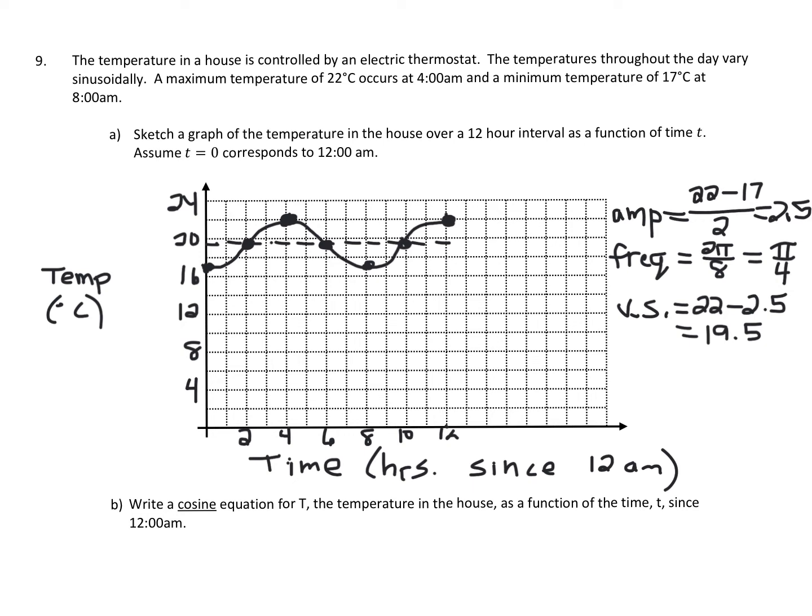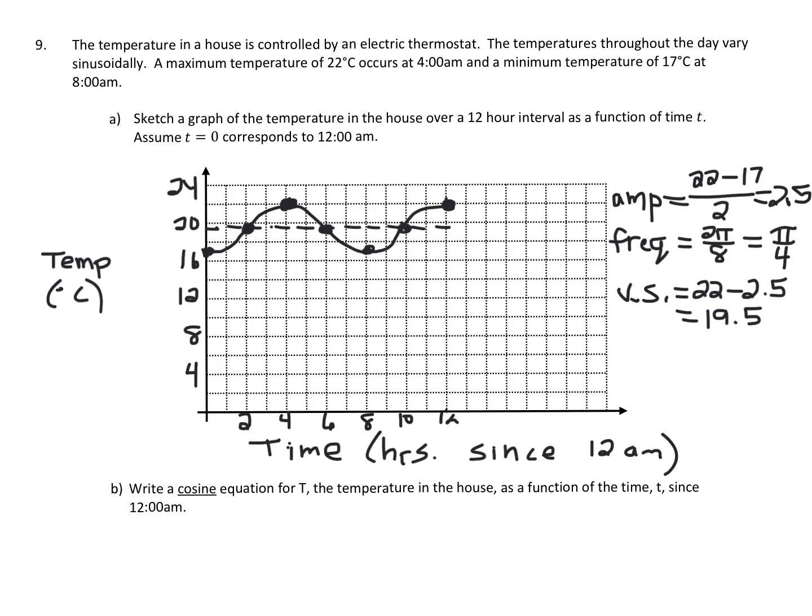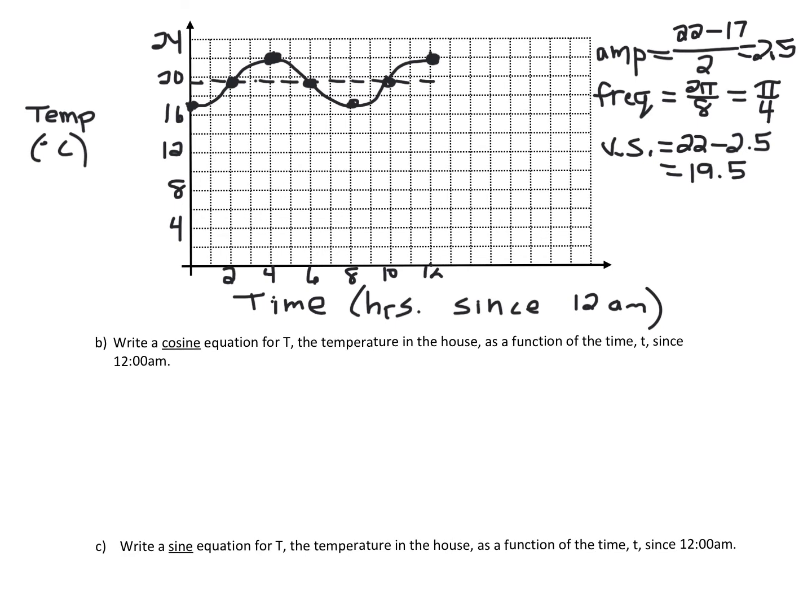Now, in part B, they want us to write a cosine equation for T, the temperature in the house, as a function of the time t since 12 a.m. So when they want you to write it as a function, they're not looking for you to write y equals, right? They're looking for you to write it in function notation. So they're coming out and telling us to write it as T of t, the temperature in terms of time. Okay, so I'm going to write T of t, temperature in terms of time. Okay, it's going to be equal to.